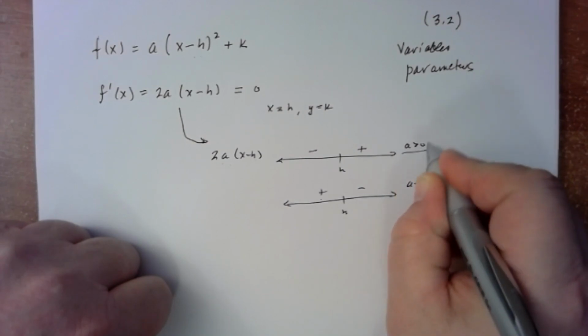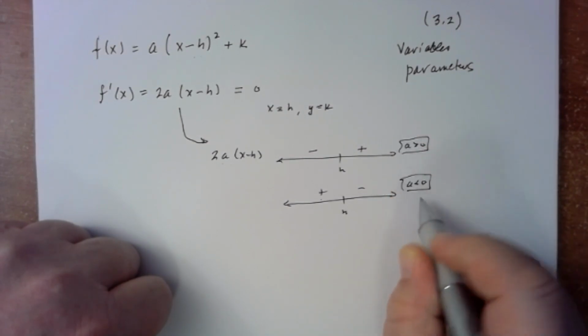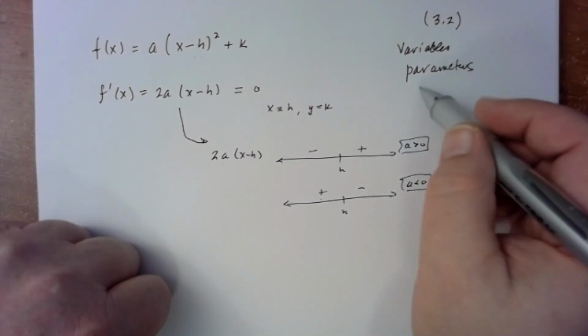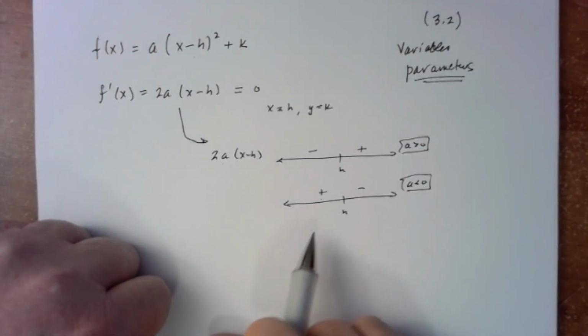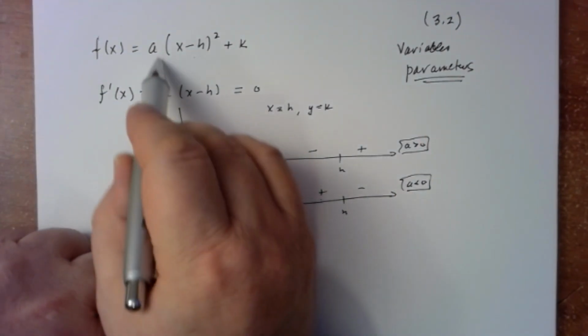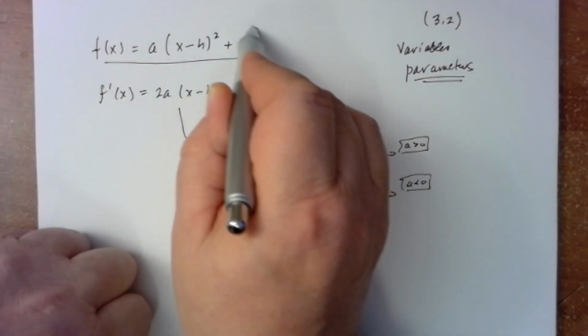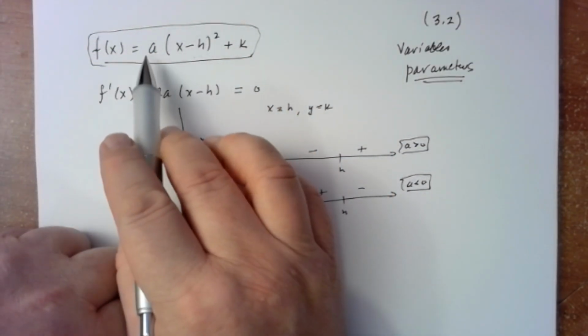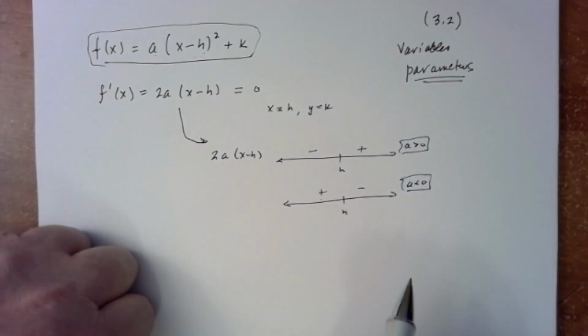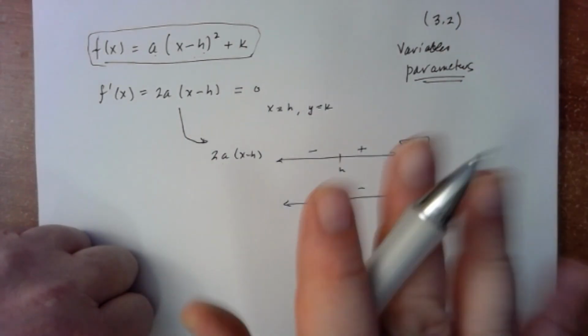Okay, so that's what section 3.2 is about. We're looking to see what happens with various parameters in a family of functions, as we would call this, because depending on what you choose for a, h, and k will give you a different curve. But they're all parabolas.